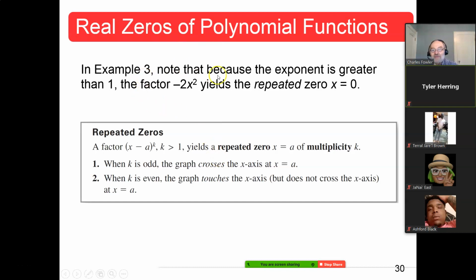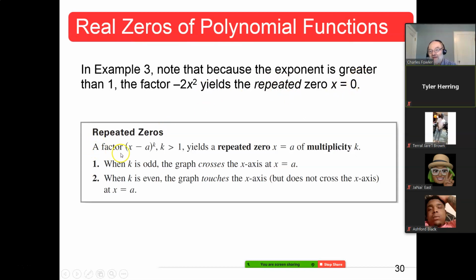In example 3, note that because the exponent is greater than 1, the factor negative 2x squared yields a repeated 0 at x equals 0. Like I said, you could say this was a minus 2 times x equals 0. Minus 2 is never equal to 0, but x equals 0, x equals 0. That's a repeated 0 at x equals 2.